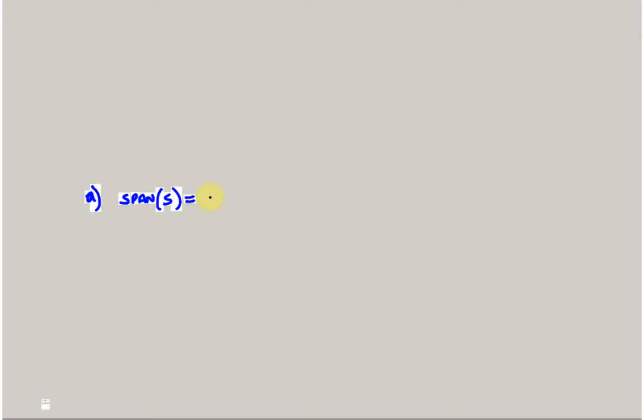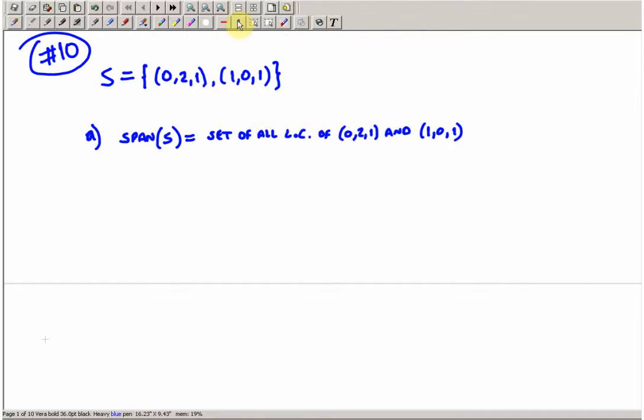You can say it's the set of all linear combinations of (0, 2, 1) and (1, 0, 1). But to describe it better, you can draw, or at least sketch, the geometrical description of the span of S. So it's two vectors in R3, as we can see here.